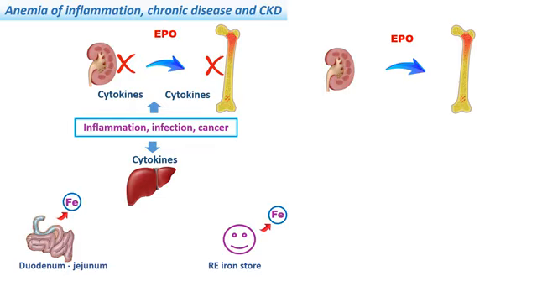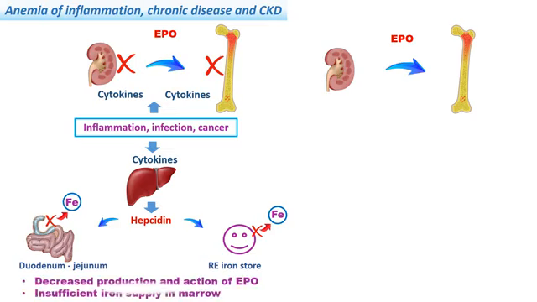On the other hand, these cytokines act over the liver for liberation of hepcidin. This hepcidin acts over the duodenum and jejunum, from where the iron is absorbed, and also acts over the reticuloendothelial iron store, where iron is stored for the bone marrow. So there is less absorption of iron from this side. So the net effect is decreased production and action of erythropoietin and insufficient iron supply to the marrow from these sides. So this is, in summary, the pathogenesis of anemia of chronic inflammation.